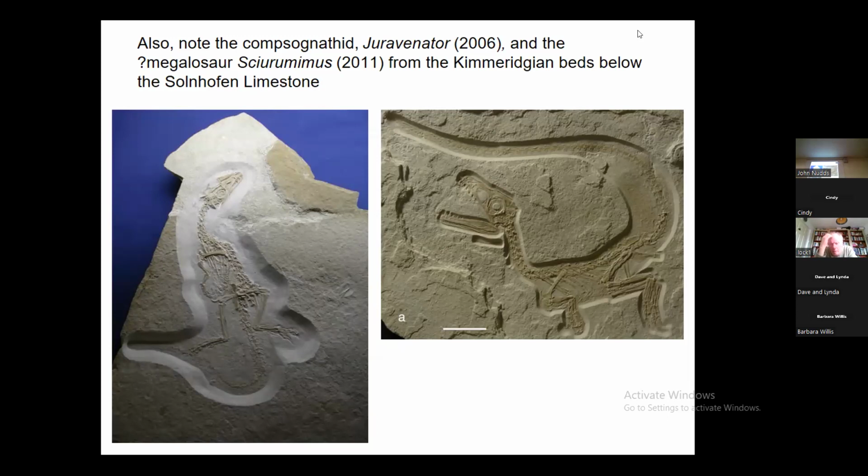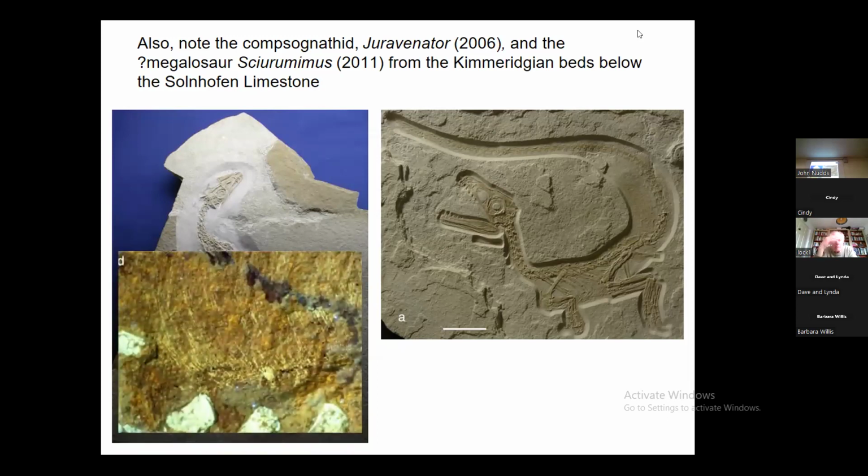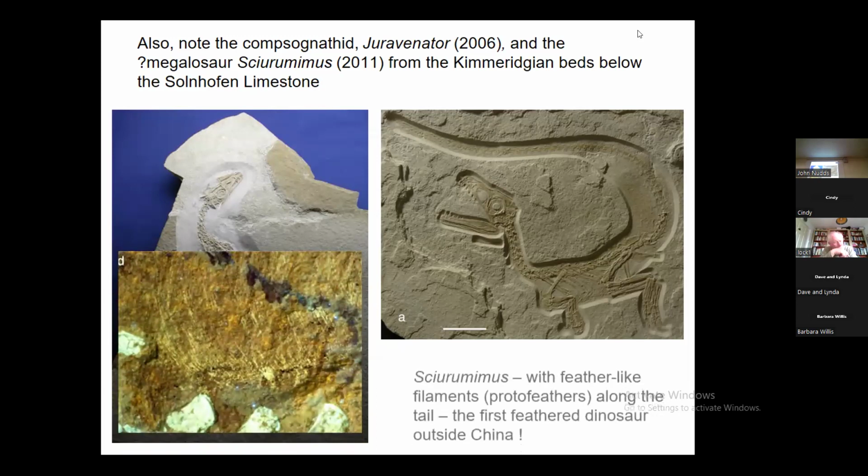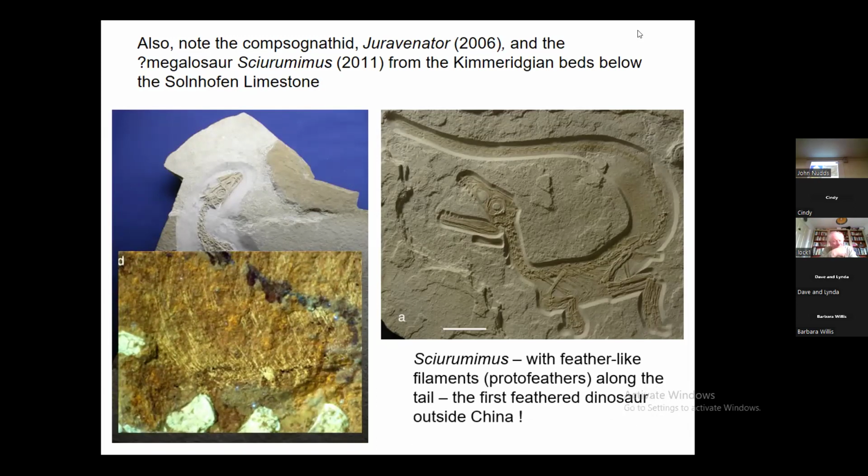And lo and behold, when this was scanned at the base of the tail here, what did they find but protofeathers? The first preservation of integumentary structures, protofeathers on a dinosaur. Again, the first feathered dinosaur outside China, effectively.